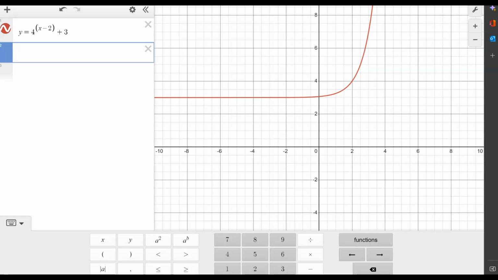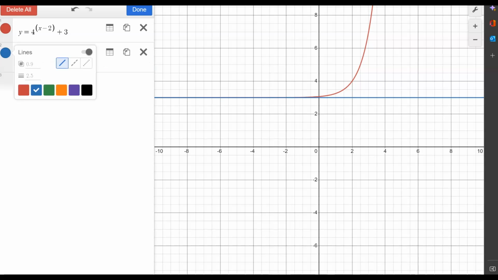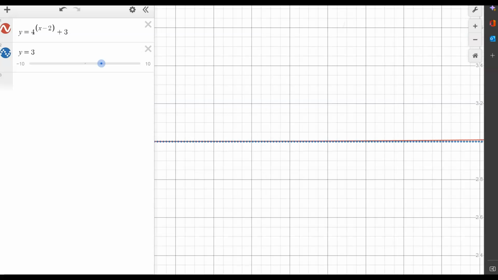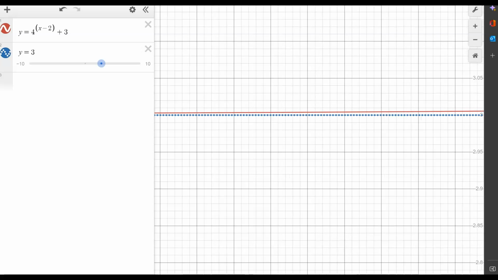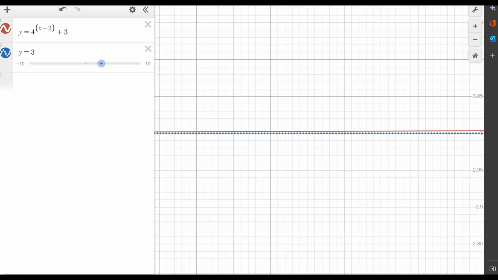And notice that's our graph. If I graph y equals 3, we'll make this a dotted line. Settings, here we go. I'm going to make this a dotted line, hit done. And so we can see that there's our horizontal asymptote. If I were to zoom in here, it's hard to tell because it looks like it's touching it. But if we zoom in close enough, you'll see that our function is really, really close, but it's not touching that horizontal asymptote. All right, that's the end of this problem, and that's how you graph them.